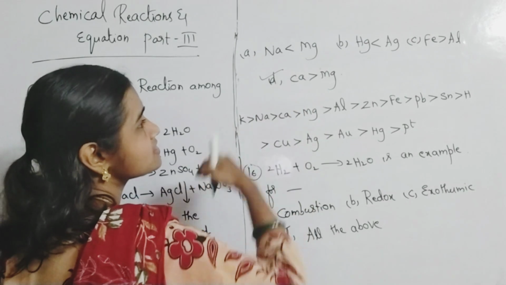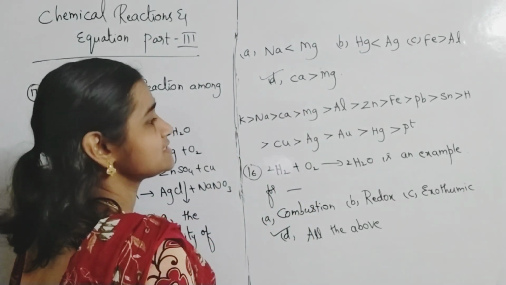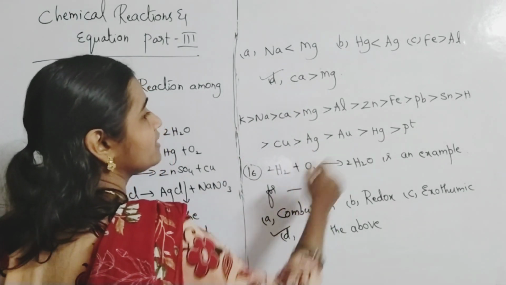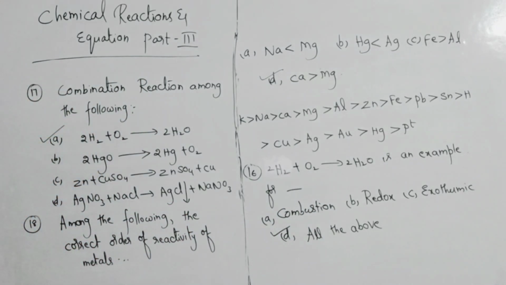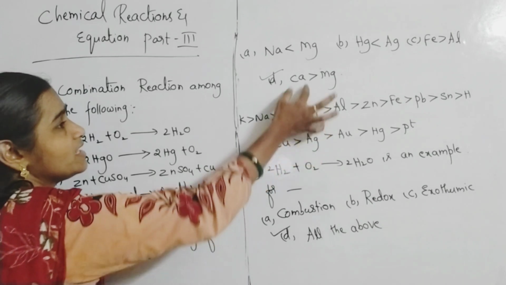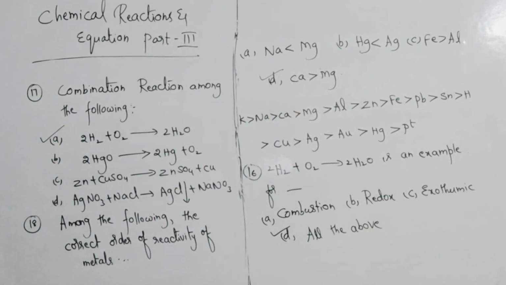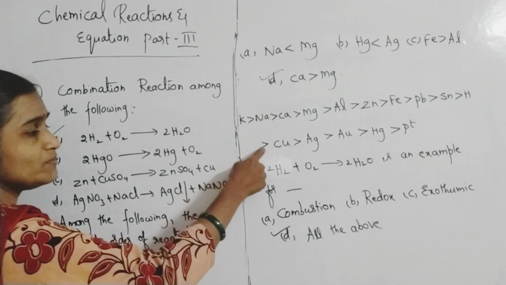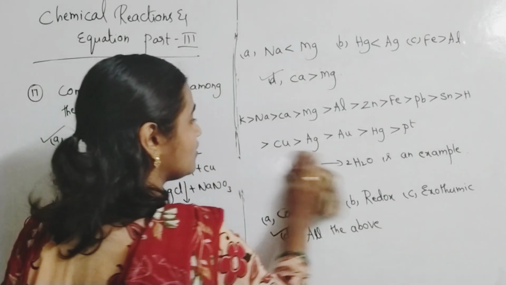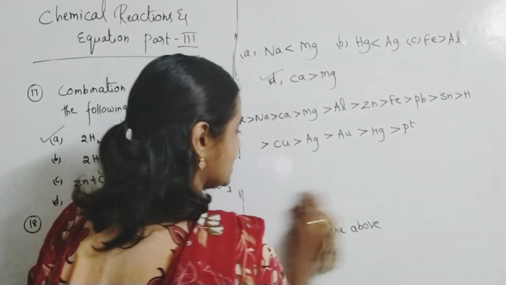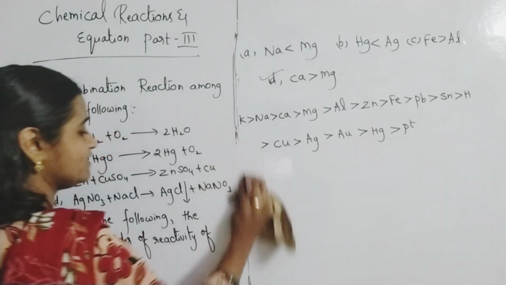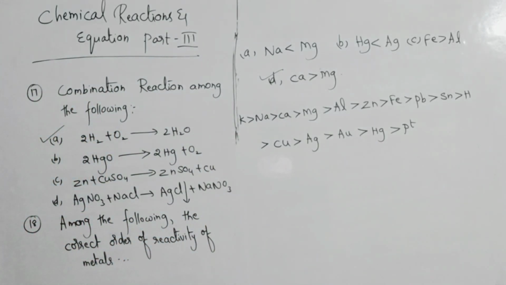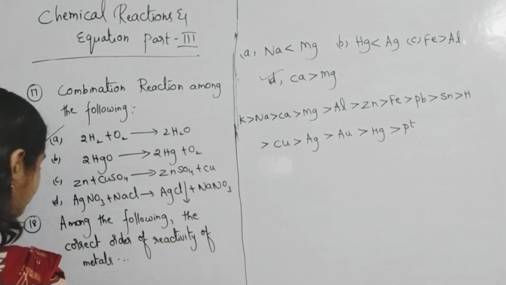Ca, Hg and Ag. Hg is less than Ag only. Okay, right? Ca is greater than Mg, only. So you have to check like that. That means you have to remember this reactivity series. You have to learn that reactivity series by heart. Then only you can identify whether displacement happens or not.